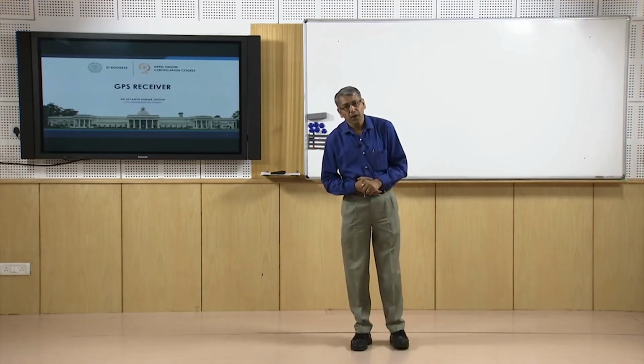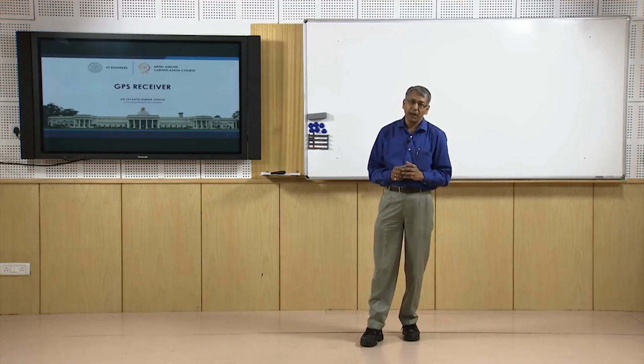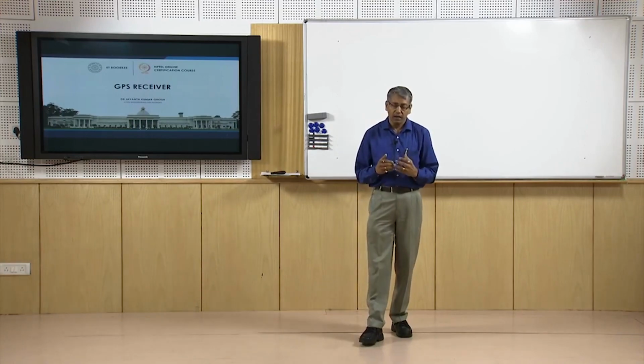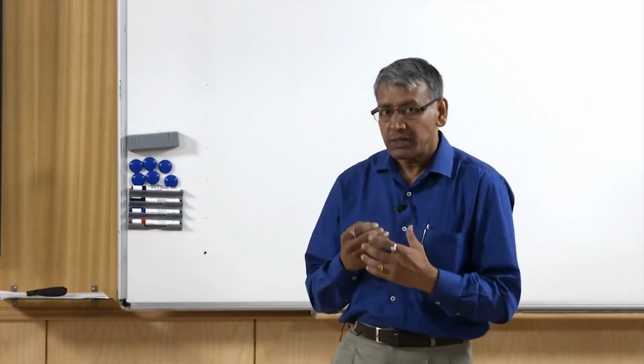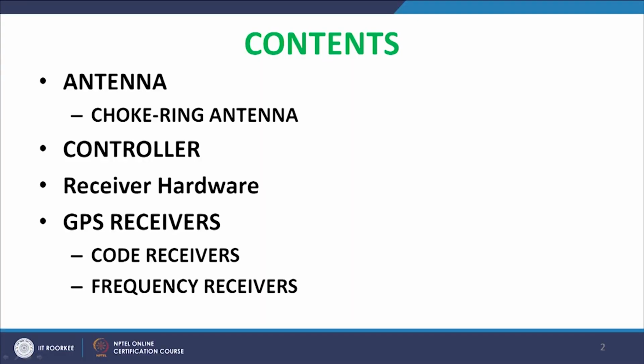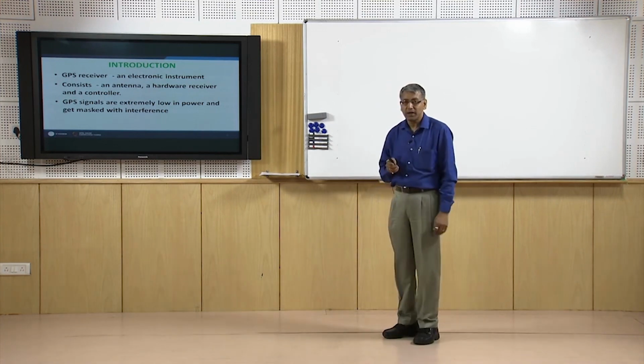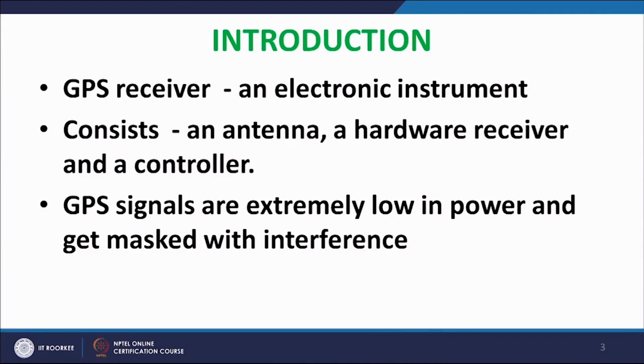Now a GPS receiver is primarily composed of three elements: an antenna, a controller and receiver hardware. So in today's class I will discuss the antenna, followed by the controller and GPS receiver hardware, and finally the GPS receiver. Now as I told you, a GPS receiver is an electronic instrument. It consists of an antenna, a controller and a hardware receiver.